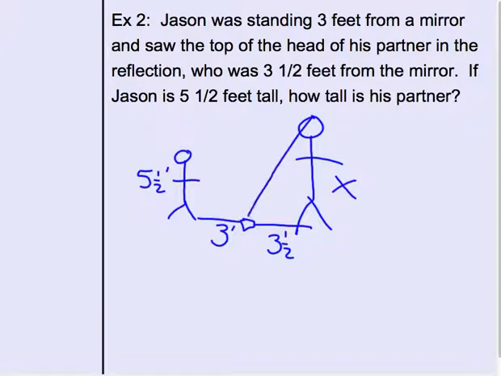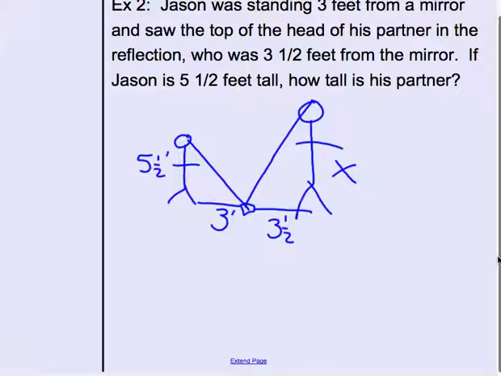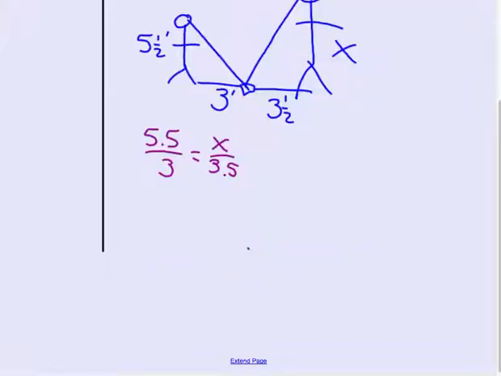So if we think about making similar triangles with our two people and their distance from the mirror, we can set up another proportion. So we have Jason's height, 5.5 feet, so I'm going to convert that to a decimal, is to 3 feet. You can also, when you set up your proportions, stay in the same triangle. And then we would have x, the height of his partner, over 3.5, the distance he is from the mirror.